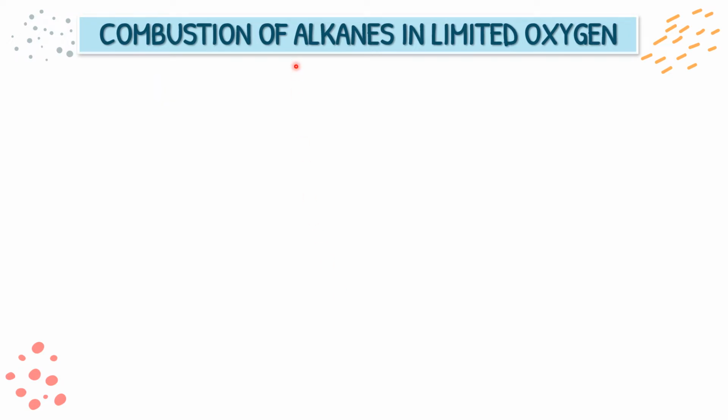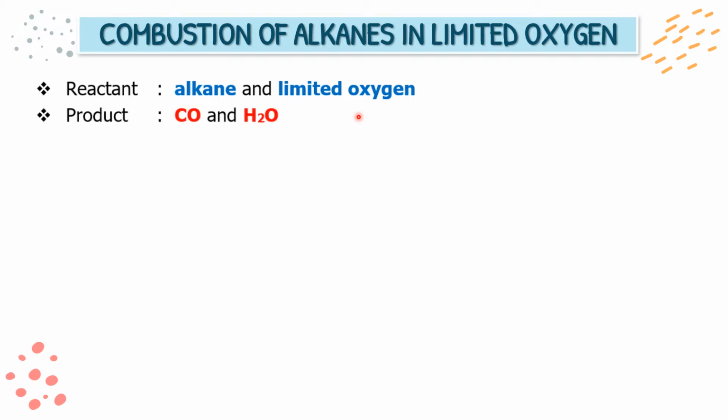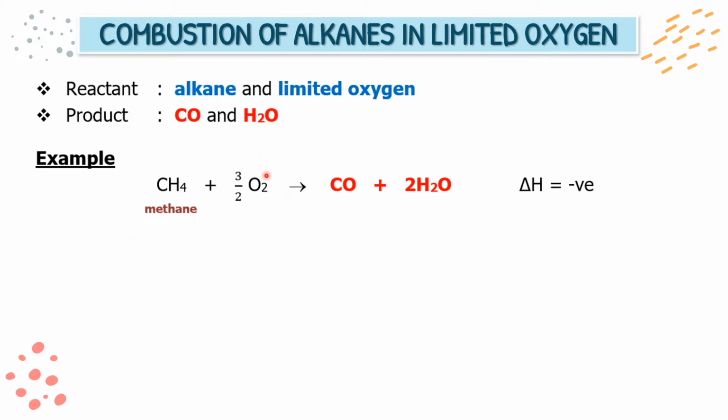Next, we have combustion of alkane in limited oxygen. So, kalau excess oxygen, kita akan dapat carbon dioxide. In limited oxygen, kita masih lagi gunakan reactant yang sama. The product that we will get when alkane reacts with limited oxygen, maksudnya jumlah oksigen yang diberikan tu adalah terhad. Okay, so we're going to get the product of carbon monoxide, CO and H2O. Okay, so example dekat sini, methane tambah oksigen to produce carbon monoxide and water. Dan masih lagi delta H adalah negative.